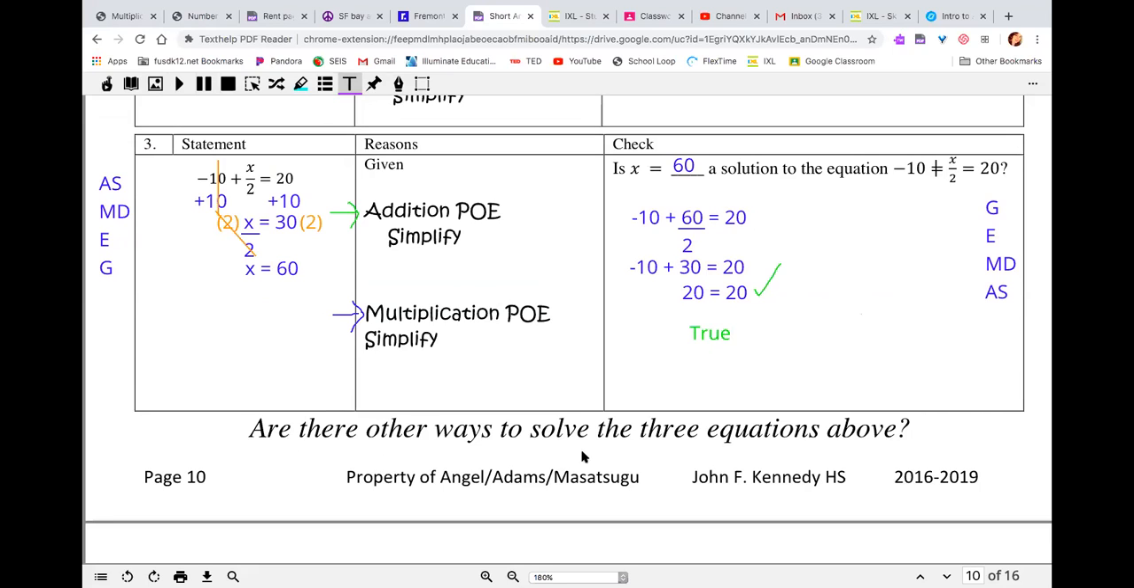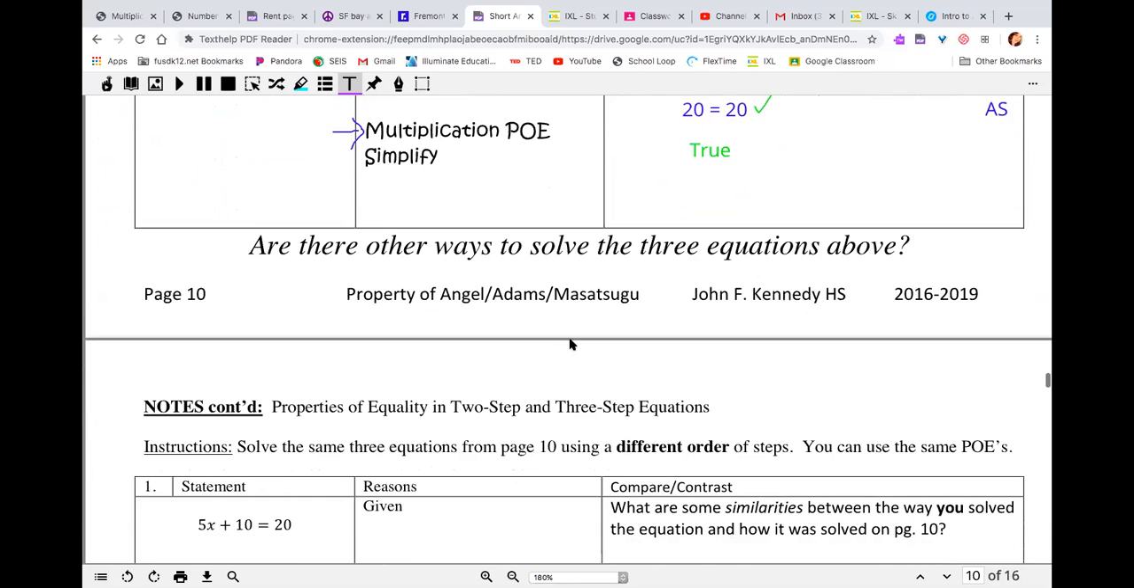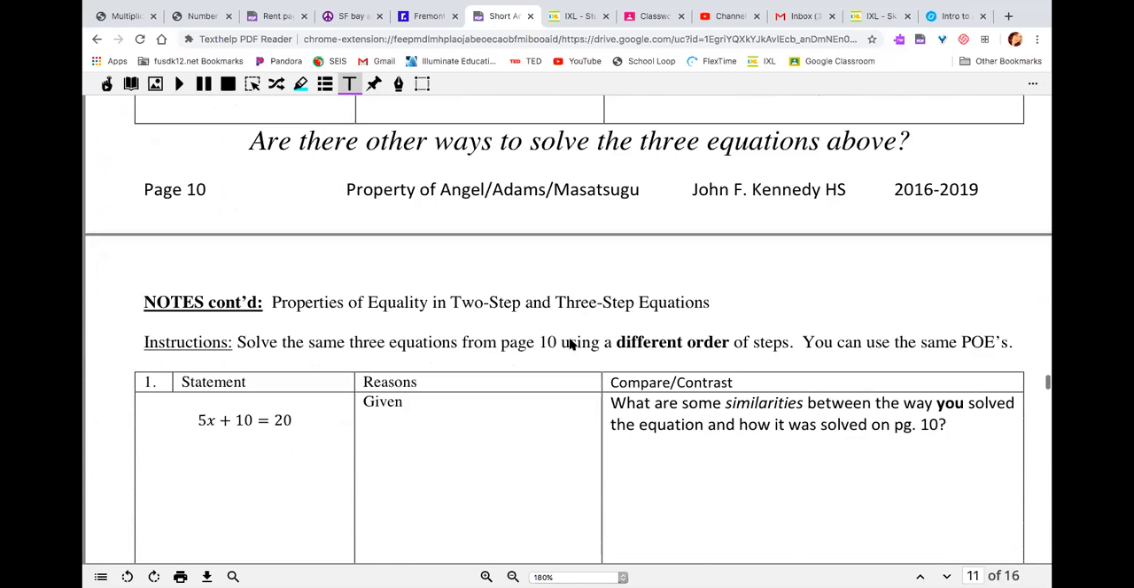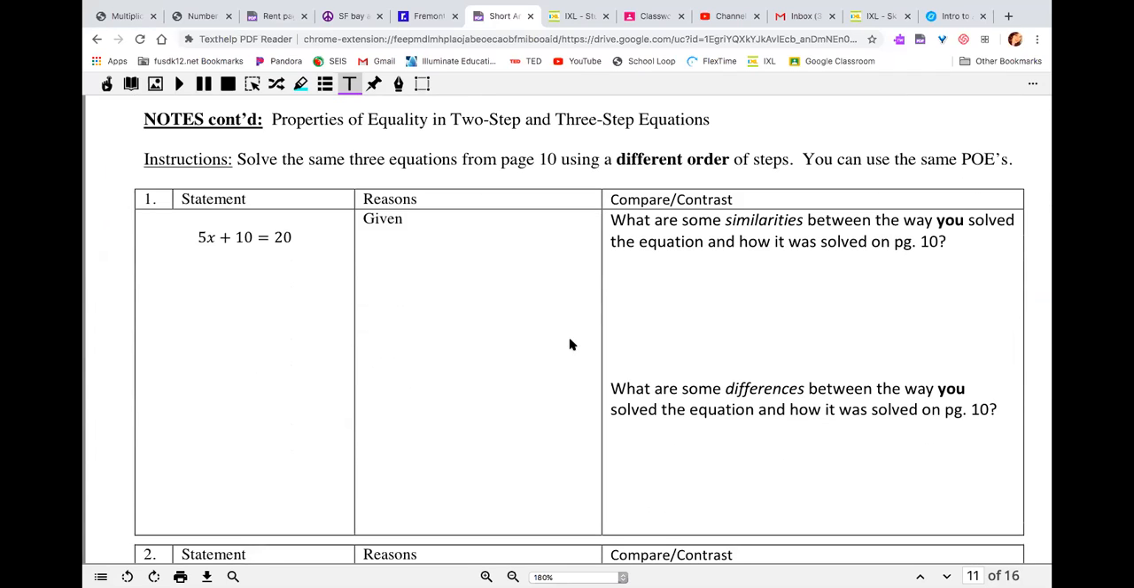It says, are there other ways to solve the 3 equations above? Yeah, there's other things we could do. We could reverse the reciprocal. We can do guessing. That's what they want us to talk about. It's okay. So properties of equality in 2-step and 3-step equations. Solve the same 3 equations from page 10 using a different order of steps.